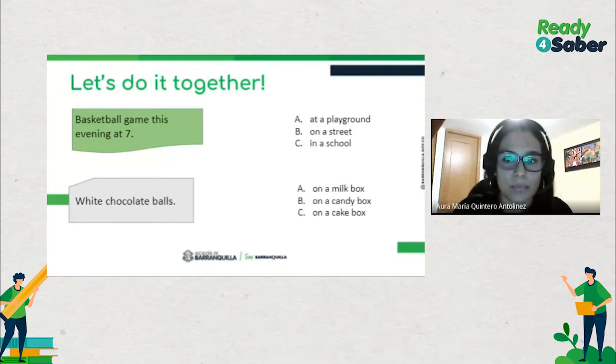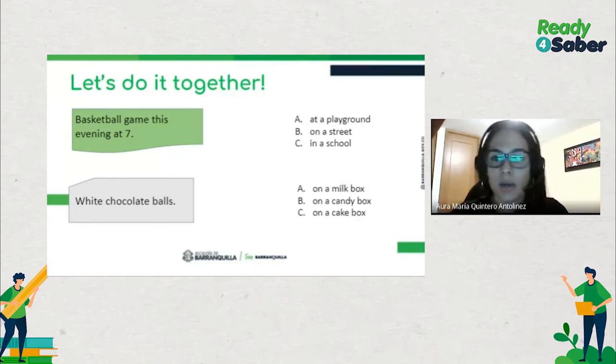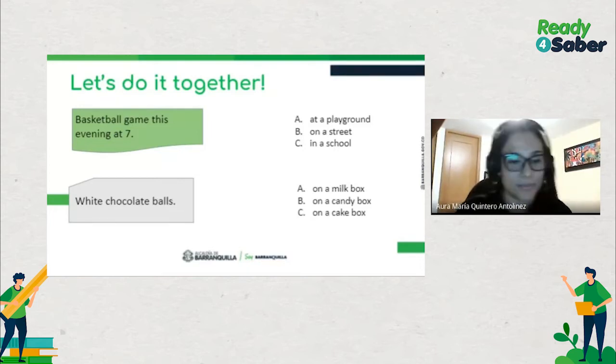White chocolate balls. White chocolate balls. So we have on a milk box, on a candy box, or on a cake box? Okay, good. That was quite easy, right? On a candy box. Chocolate, chocolate's a candy. Good, very good. Right, guys, pretty easy. Let's go with the next one.